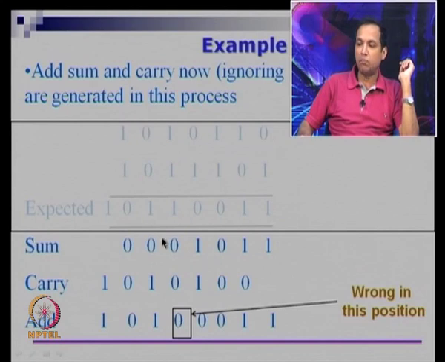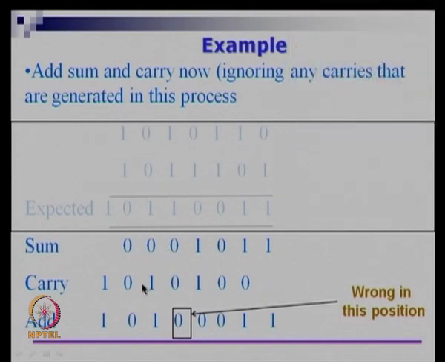And if I go and blindly add sum and carry as it is now, so this is the sum that I generated in parallel, this is the carry that I generated in parallel. If I add both of these together, then I get this. So, when I say adding, I am only doing, for example, 1 is directly here, 1 plus 0 is 1, 0 plus 0 is 0, 1 plus 1 is 0, and I am ignoring the carry that is coming due to this addition.